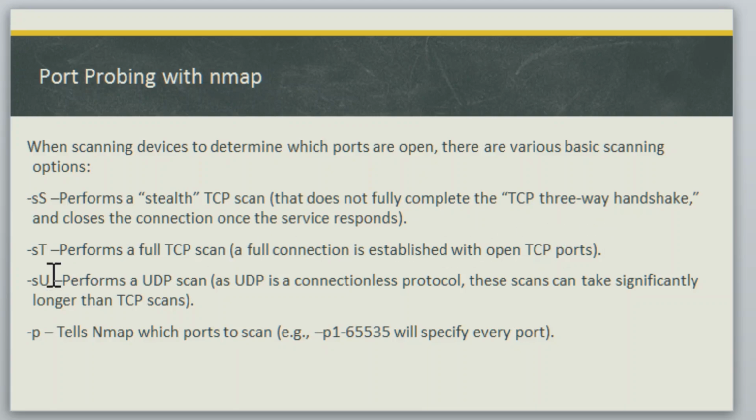We can do a -sU, which performs a UDP scan. As UDP is a connectionless protocol, these scans can take significantly longer than TCP, guys, so keep that in mind. Or we can do a -p, which tells Nmap which ports to scan. So we can do like a -p 1-65535, which is going to specify every port.